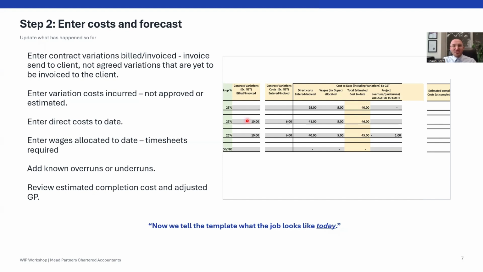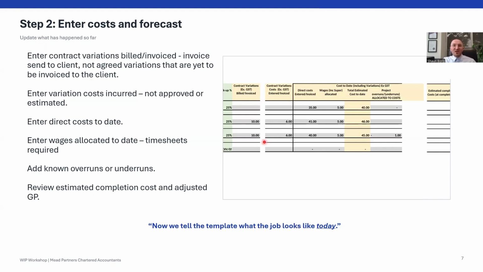And with our variations, this is variations that have been invoiced or billed to the client. We don't include variations that have just been discussed, agreed, or estimated. They have to be invoiced to the client. Same with our variation costs in the next column down. These are costs that we've actually incurred, not costs that we're estimating, unlike what we did in the first step with our budgeted figures.